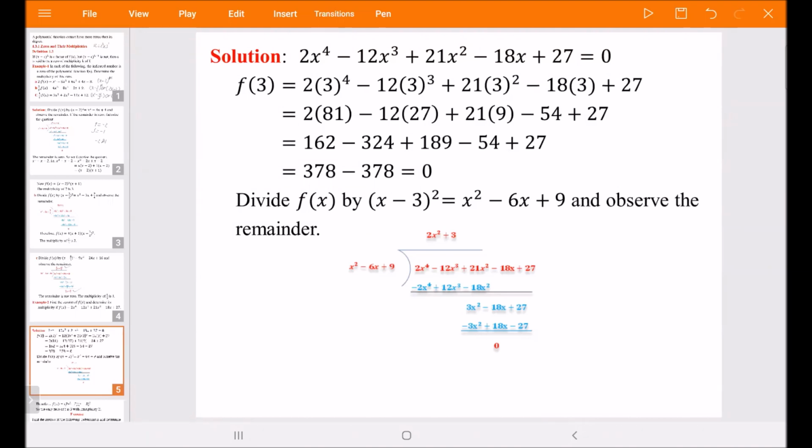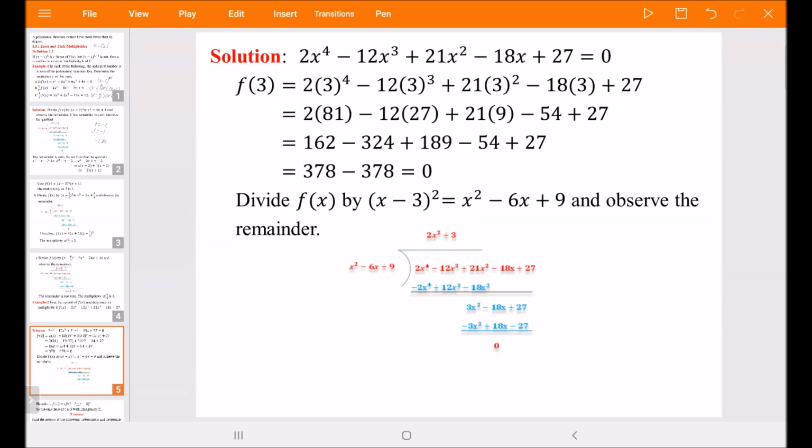So now add the positive numbers together and the negative numbers together. 162, 189, and 27: their sum is equal to 378. Negative 324 and negative 54 is equal to negative 378. So 378 minus 378 is equal to 0. Oh, it's good. We have got one zero of this polynomial.